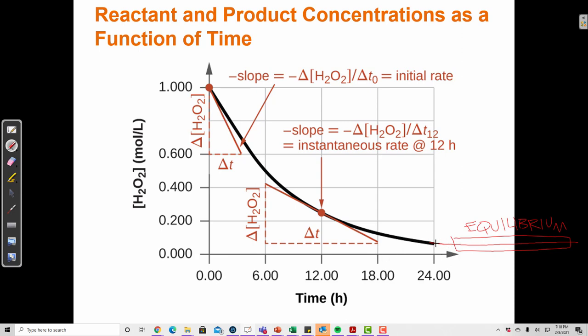So every reaction will always come to equilibrium like this. It might happen at zero, it might not happen at zero. It might happen really quickly that the reaction comes to equilibrium. It might take more than 24 hours for the reaction to come to equilibrium. But every reaction will always come to equilibrium. Time will always keep moving in this direction because time never stops, right? We'll keep moving this way forever and ever. But if the curve is flat, that means that it's no longer changing in this direction. And if it's no longer changing in this direction, that means that the concentration has stopped changing. So at equilibrium, the concentration stops changing.